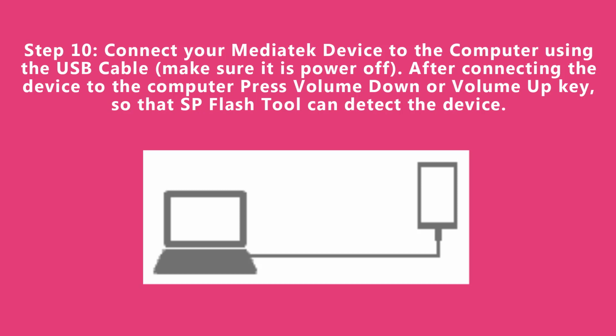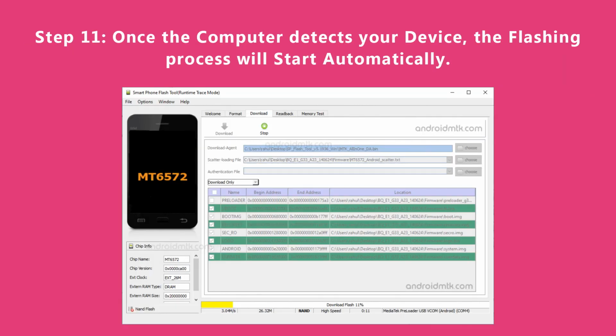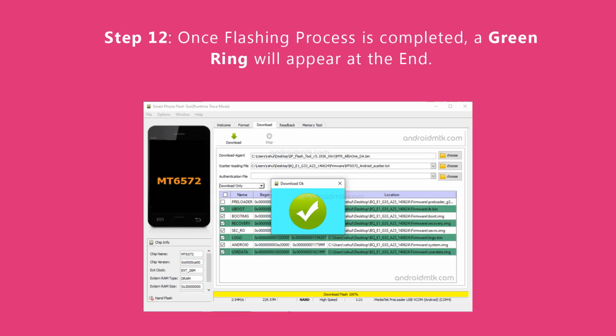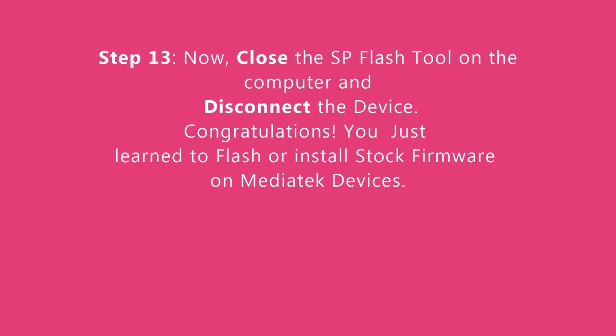After connecting the device to the computer, press volume down or volume up key, so that USB flash tool can detect the device. Step 11. Once the computer detects your device, the flashing process will start automatically. Step 12. Once the flashing process is completed, a green ring will appear at the end. Step 13. Now, close the USB flash tool on the computer and disconnect the device.